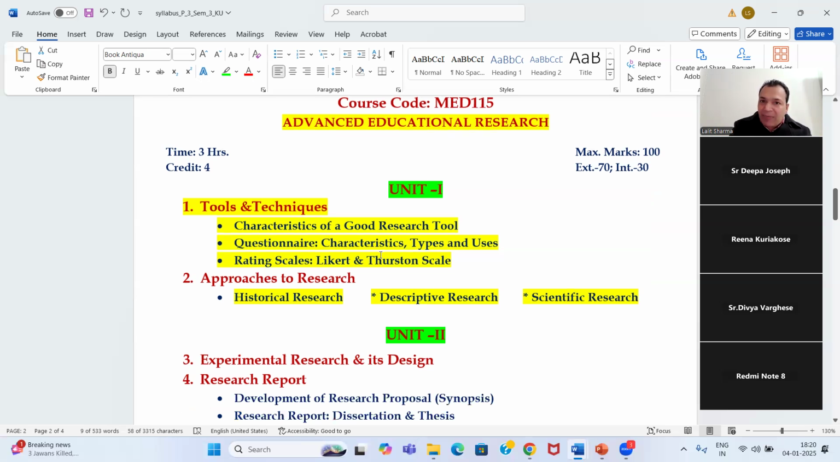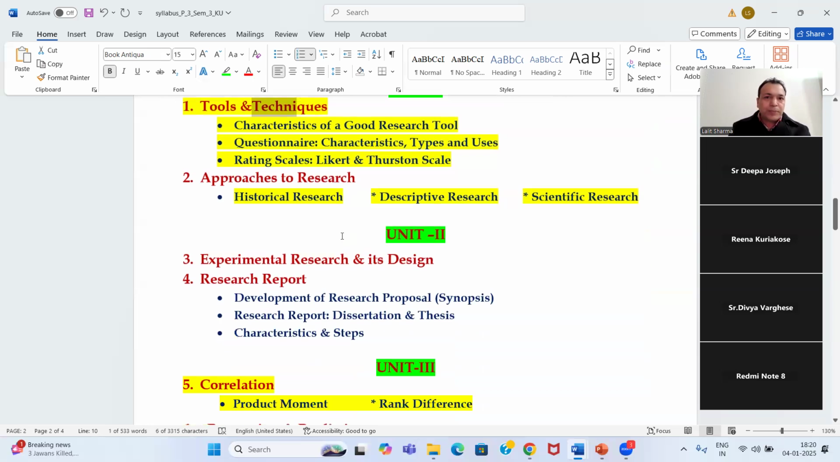Examiner would ask everything about, what are tools and techniques, characteristics of a tools and techniques. Okay, tell me about the historical method. Okay, criticism of a historical method. How is scientific method different from the descriptive method? Okay, what difference between the research proposal and the research report? What difference between the t-test and the ANOVA test? Okay, these are the most important. Okay, so guys, this paper is the most important.